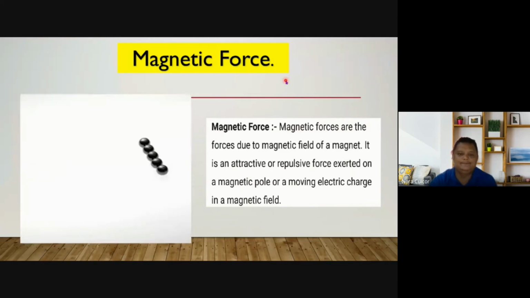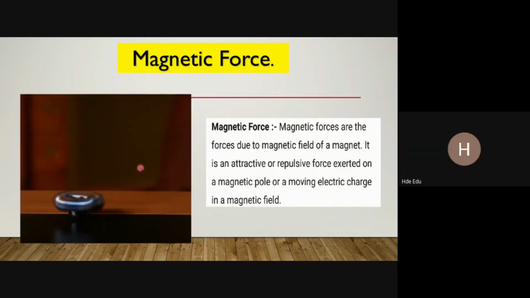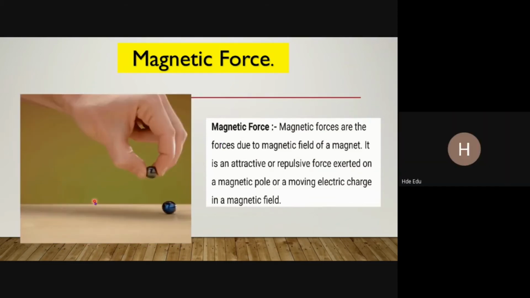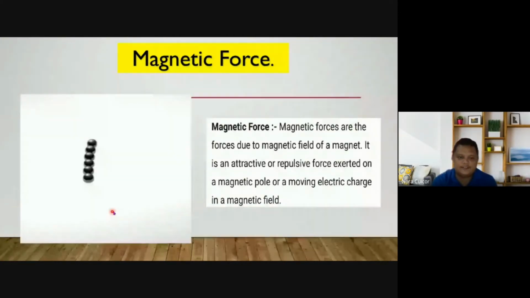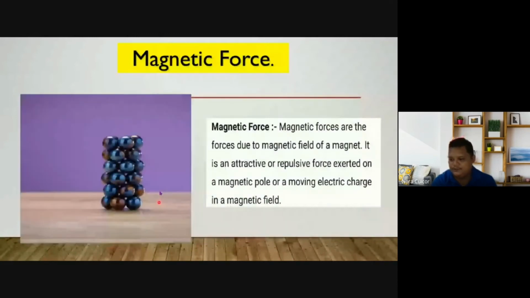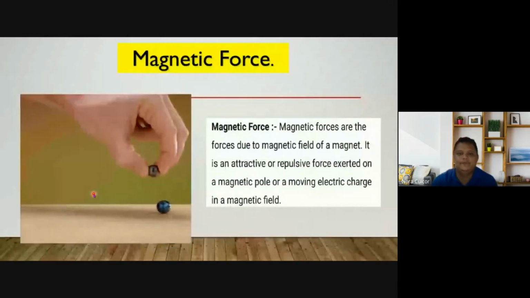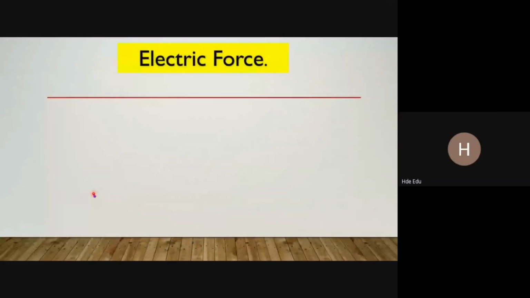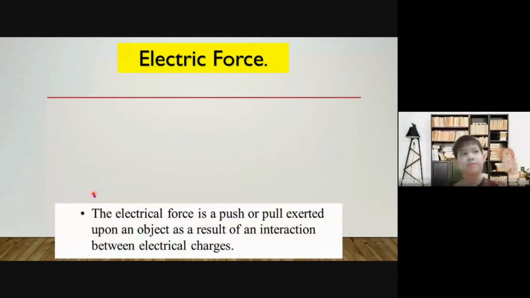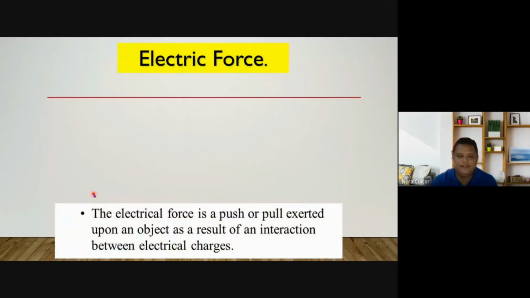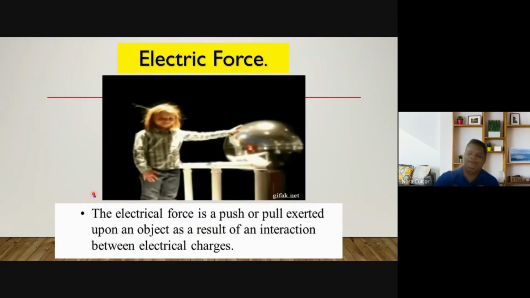Okay. Next one. Look at this one. Another example. See? Look at the balls here. You are not touching them, but still they attract each other. Okay? So another one. It's an electric force. Electric force is a push or pull exerted upon an object as a result of an interaction between electrical charges.